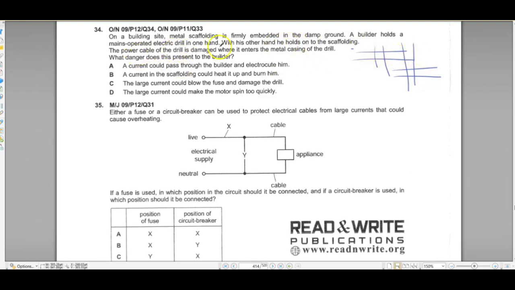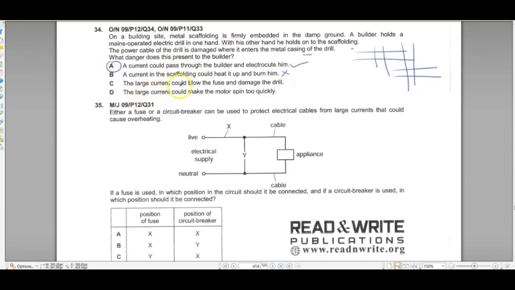The power cable of the drill is damaged where it enters the metal casing of the drill. What danger does this present to the builder? A current could pass through the builder and electrocute him. Yes, this is the danger which is there when there isn't an earth wire present in the system. Okay?